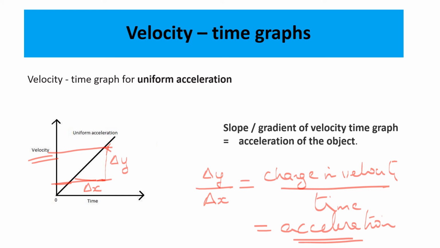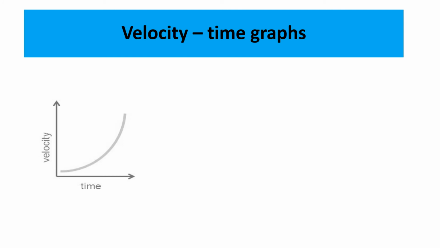If the body is not moving with uniform acceleration or uniform retardation, and if the object is moving with variable acceleration, the shape of the graph will be a curve like this. This curve shows that the acceleration is not constant.